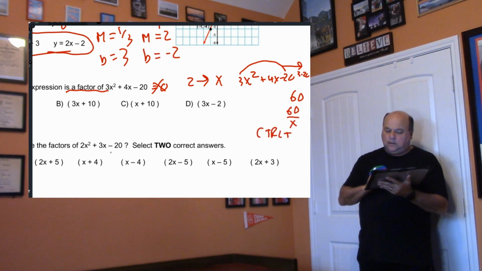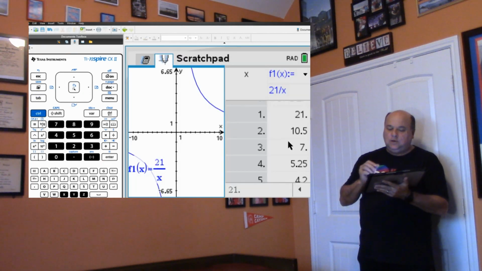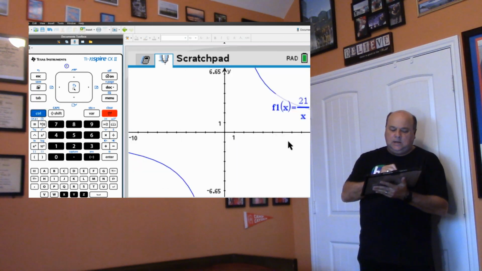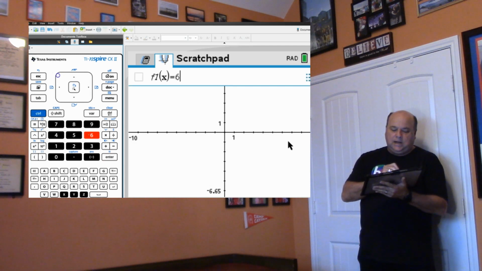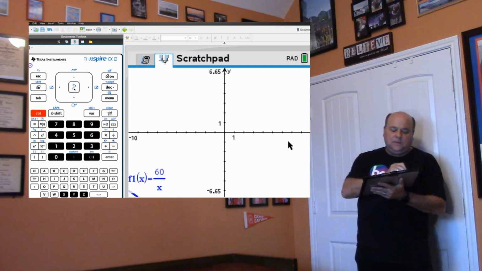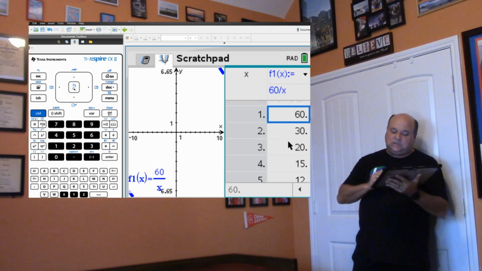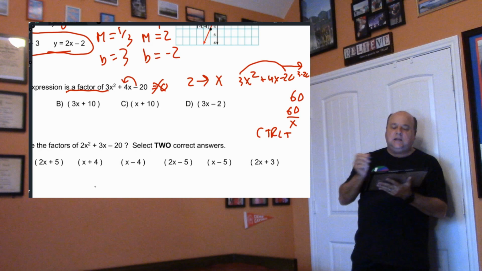So go to your calculator, hit home, hit B for graph, and do Control T, get rid of that table. Delete, delete, delete, gets rid of the graph. Make sure you can do this. You're going to hit tab, and we need 60 divided by x. This is going to give us all the factors of x, then Control T. Now that all these numbers multiply and give you 60, let's look at our problem. We want to subtract and get 4.